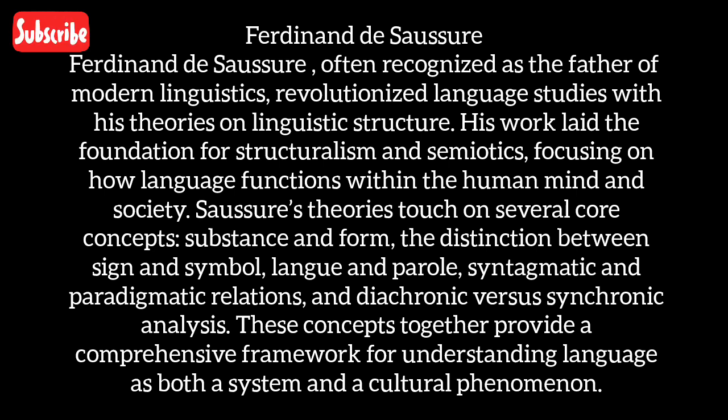Saussure's theory touched on several core concepts like substance and form, the distinction between sign and symbol, langue and parole, syntagmatic and paradigmatic relations, and diachronic versus synchronic analysis. These concepts together provide a comprehensive framework for understanding language as both a system and a cultural phenomenon.